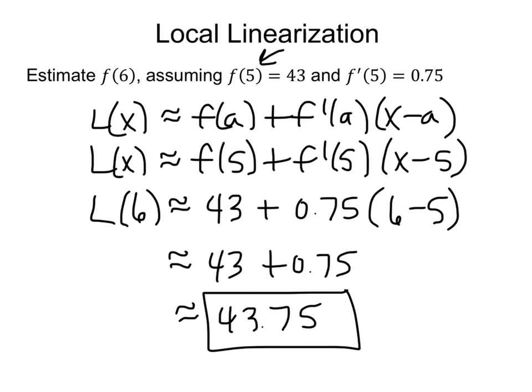Now remember, this is not f of 6. This is approximate to f of 6, since we approximated the point which would be on the tangent line located at a point 5, which is close to where 6 would be. So the linearization is an approximate value for f of 6.